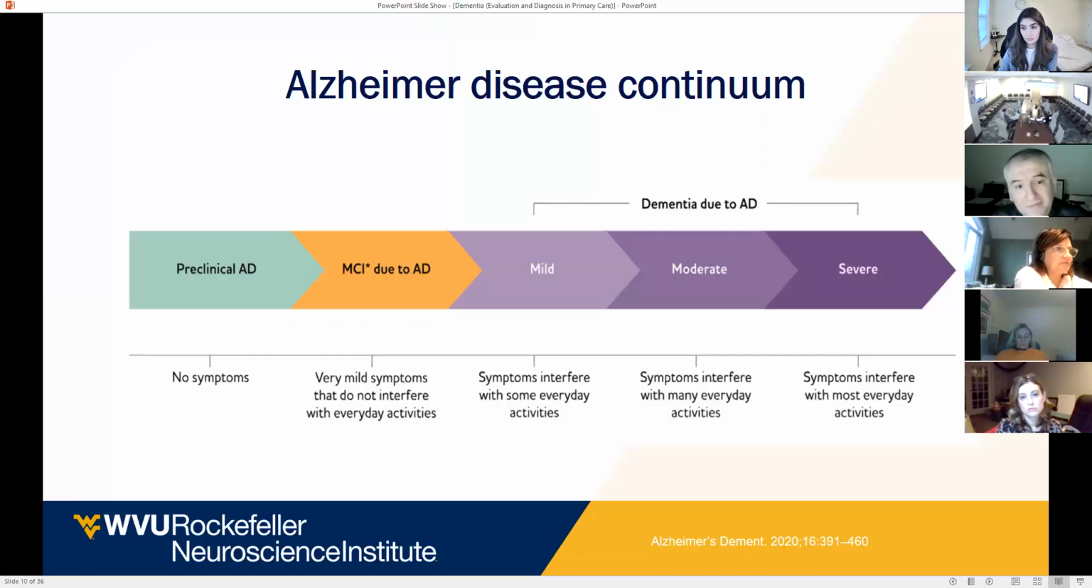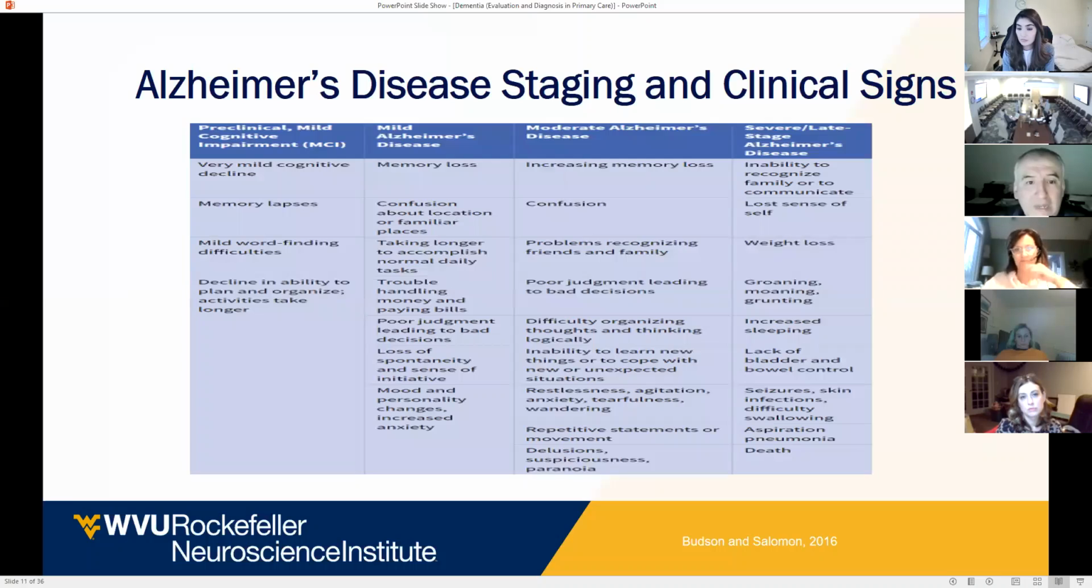Next slide, please. This is the correlation between, on the left side, the preclinical and mild cognitive impairment stages, where we see some mild memory loss, but the patient is still functional. On the far right, you see the severe and late stage of Alzheimer's disease, with all these classic findings: problems with short-term memory and long-term memory. They're not going to be able to have a functional life.